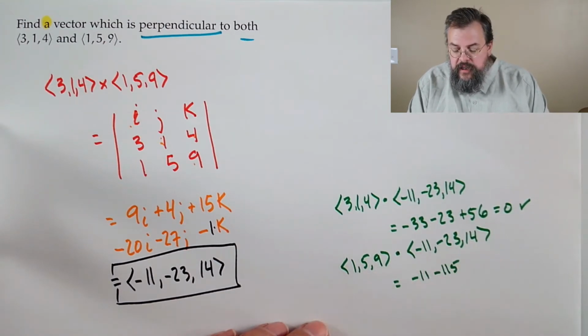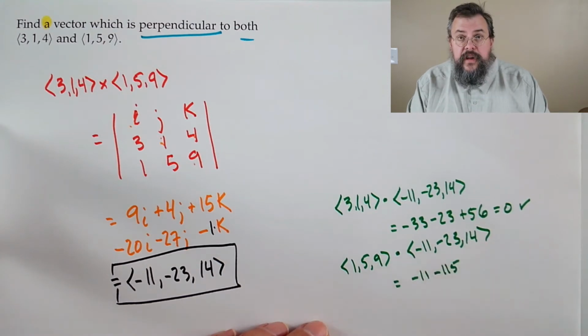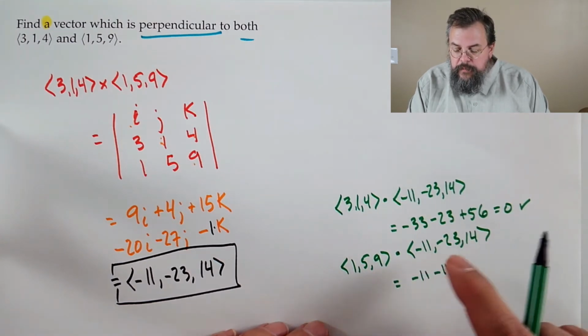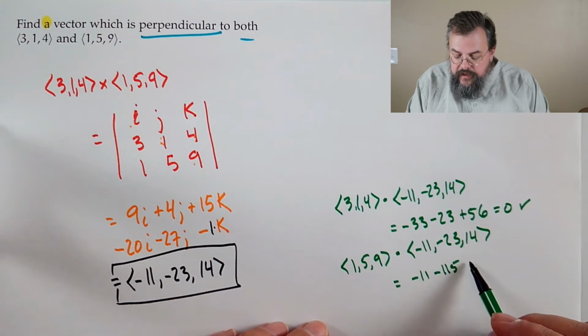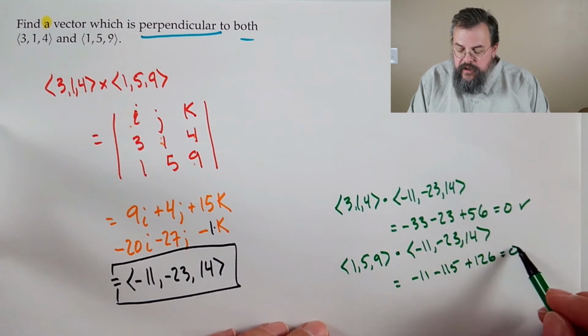9 times 14, well, that's 9 times 10, which is 90, plus another 9 times 4, which is 36. And so that would be, well, I lost track. So 90 plus 36 is a positive 126. Well, that's a negative 126 plus 126 is 0. So good.